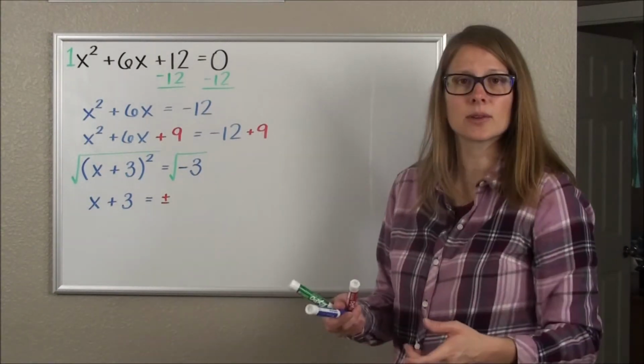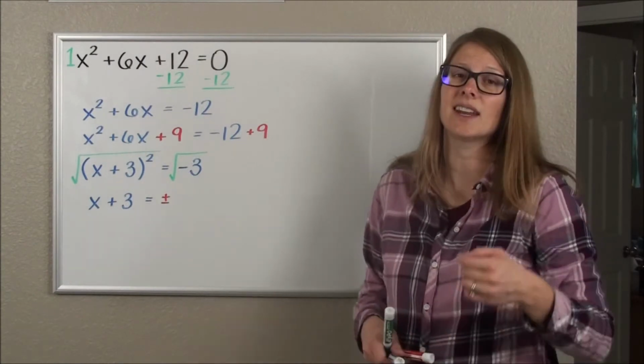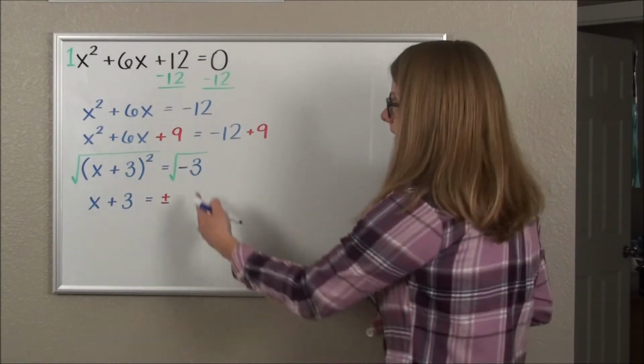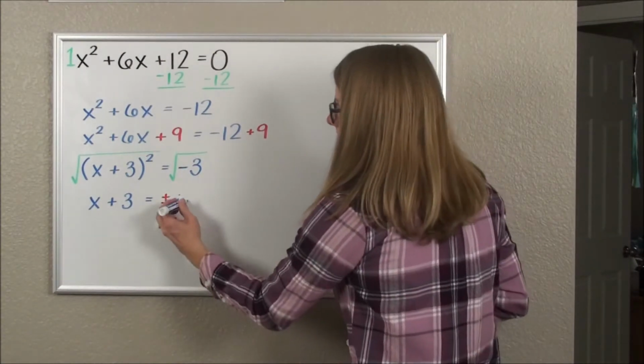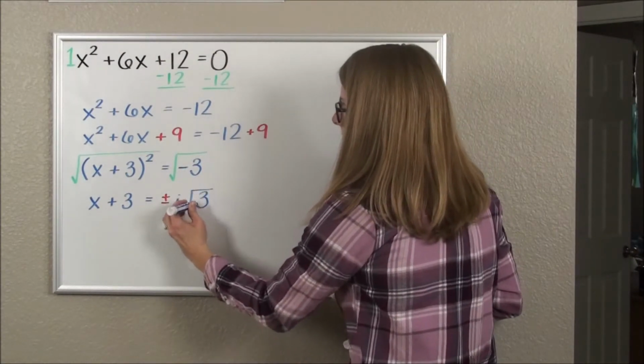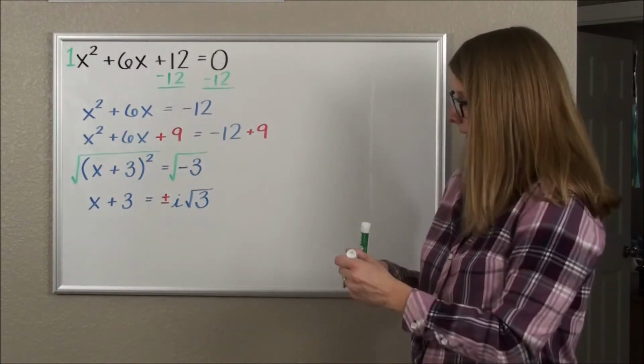And now the square root of negative 3 is not nice. There's no perfect square in it. The only thing I can do is take care of that negative. The negative under the square root tells me this is imaginary, so I'm going to pull out an i and leave just the 3 under the square root.